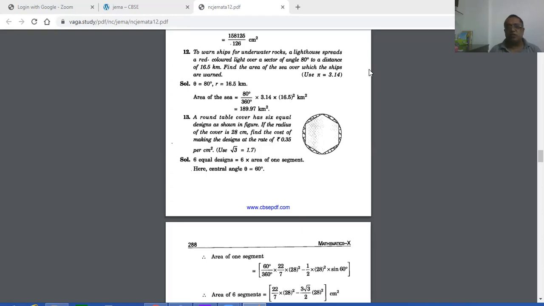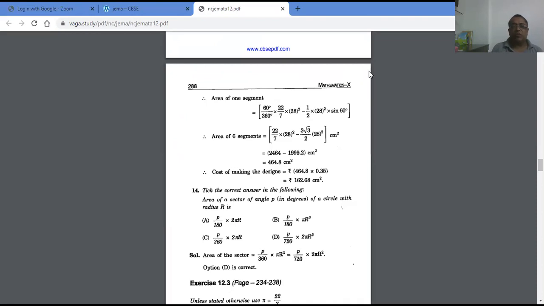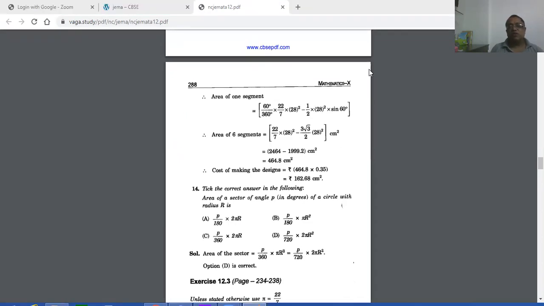So pi r square theta by 360 minus half r square sine theta will be the formula that we are using here. All the values are given to us. We'll substitute. Theta is given 60. The radius is 28. Sine 60 value you will put root 3 by 2. So when you calculate this, you are going to get area as 464.8. And the cost will be area multiplied by the rate. So that will give you 162.68. So that will be the cost of making the design.